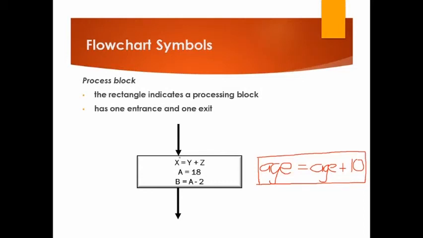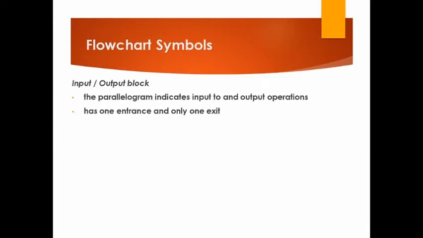Okay, just like this also shown in our presentation. We have x equals y plus z. We also have a equals 18, because the b later on has a formula that needs the a to be minus 2, just like that. Again, it only has one entrance and one exit.